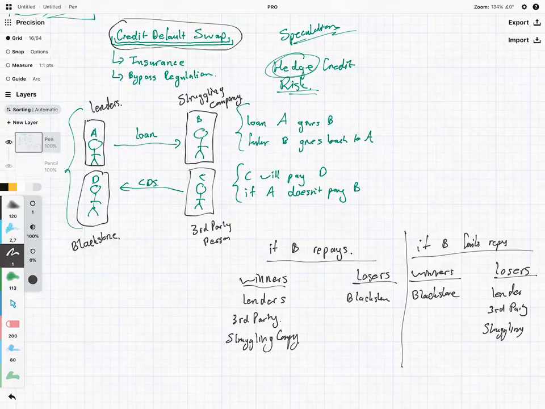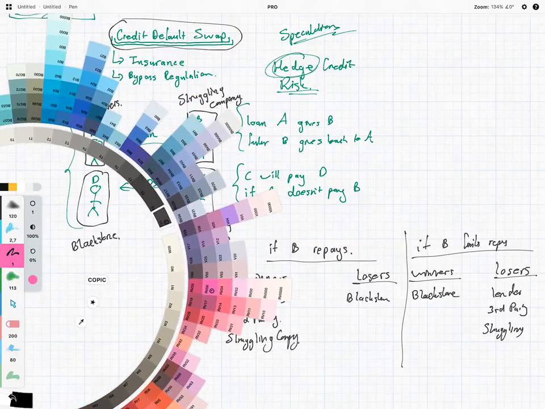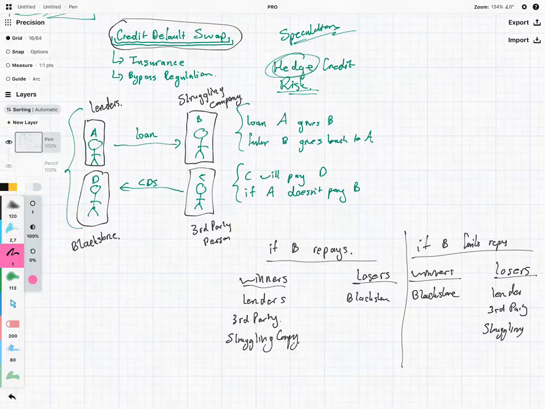And this is where Blackstone comes in, and they're very, very sneaky. So let's get a different color. Let's get this bright pink. What Blackstone does is they say, hey, Mr. Struggling Company, let's go for lunch at that really fancy restaurant, just across from Central Park. So they'll come to the struggling company, and they're going to manipulate them. So how does this manipulation work?